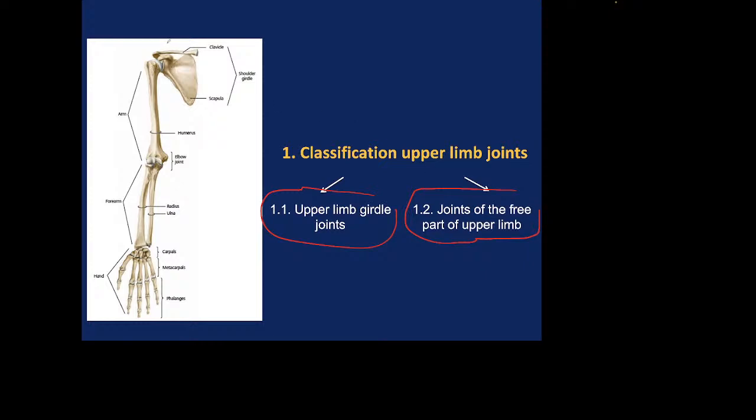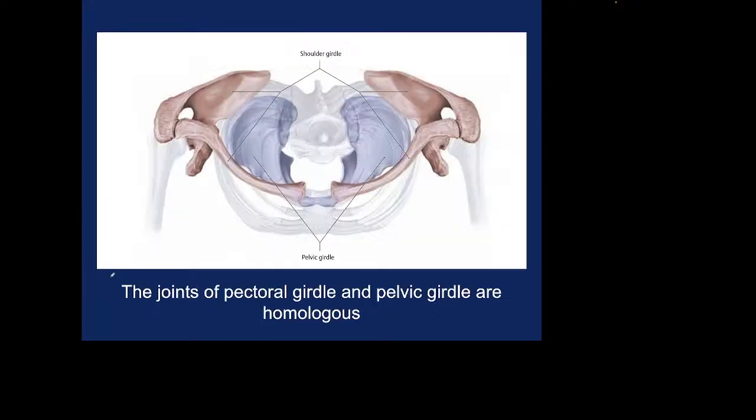Here you see the upper limb girdle, and here all of these bones are connected together with the joints of the free part of the upper limb, because that is the free part of the upper limb. The joints of the upper limb girdle, we also call it the pectoral girdle.